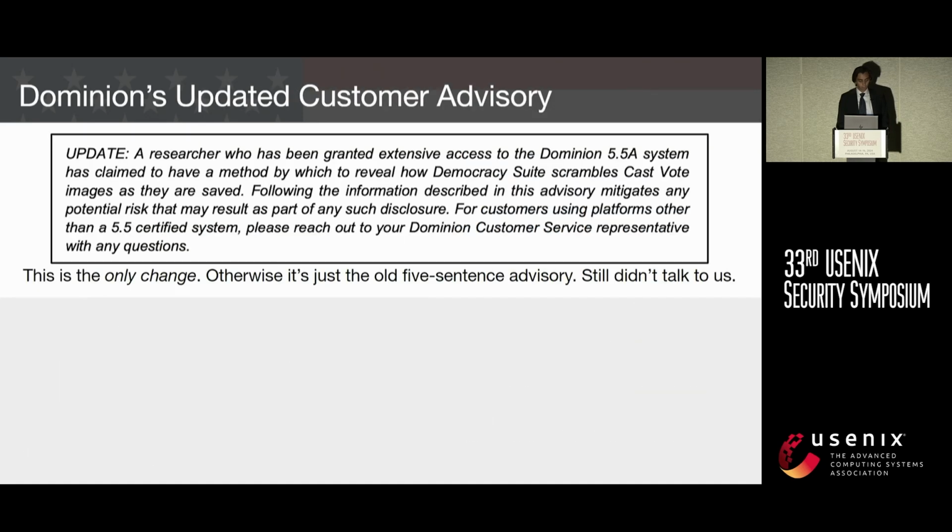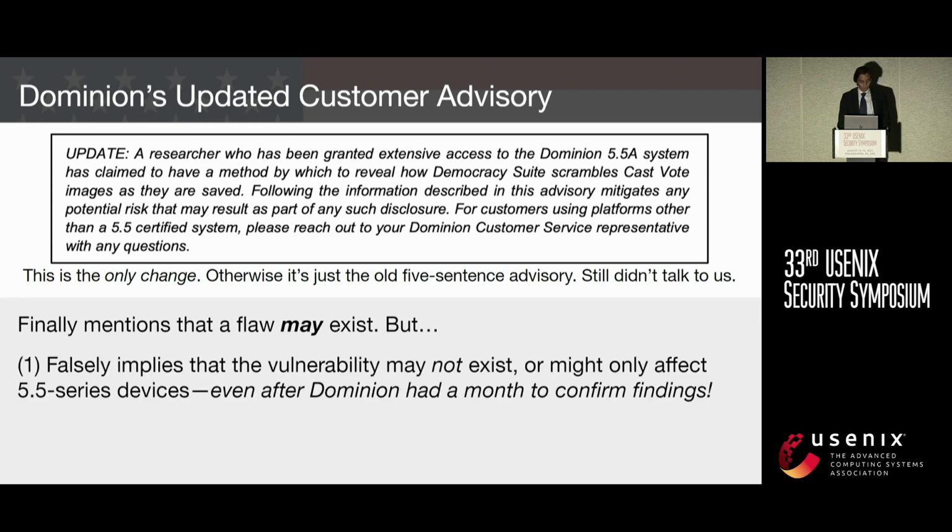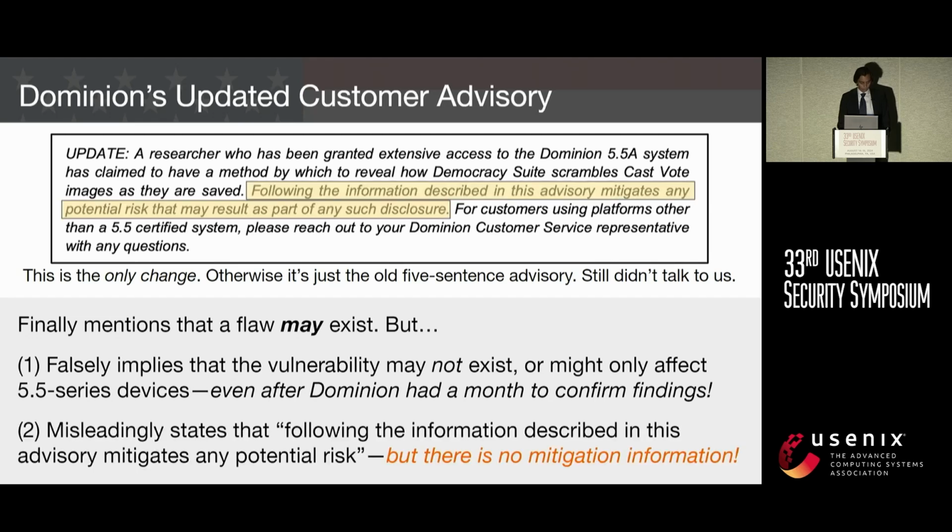A month after this, Dominion released an update to their advisory, which finally mentions that a flaw might exist. But it falsely implies that it might not exist, even a month after Dominion knew about the vulnerability and after they had ample time to check our work. And it misleadingly states that following the information described in the advisory mitigates any potential risk. At least to my reading, the closest they come to offering any mitigation information at all is consult with your lawyers.